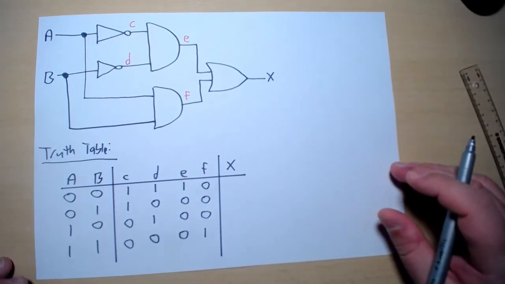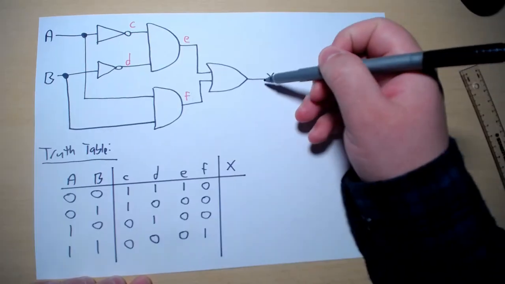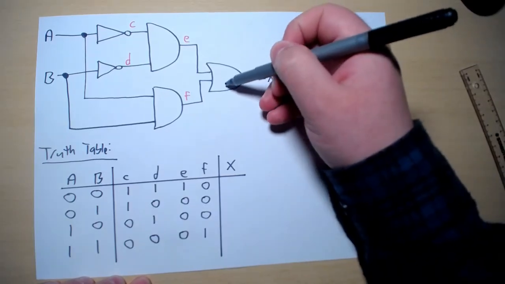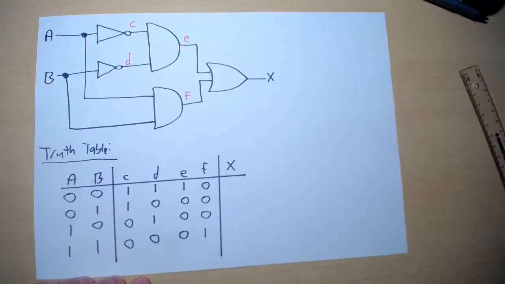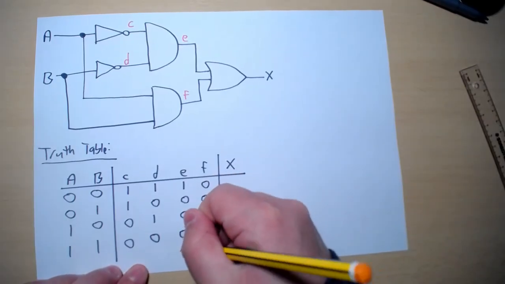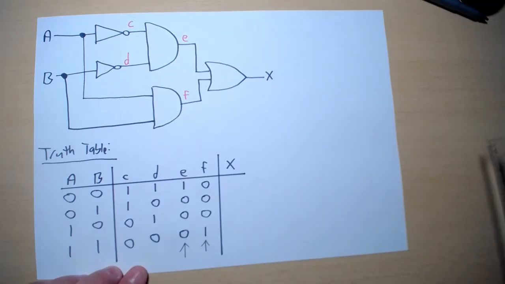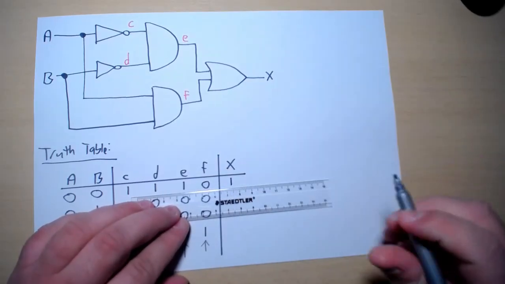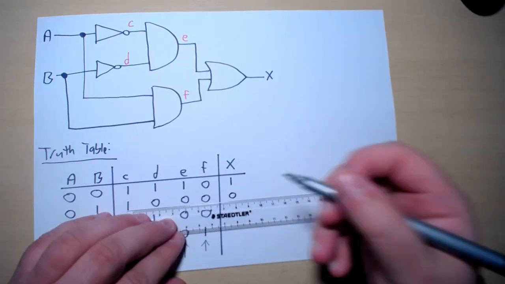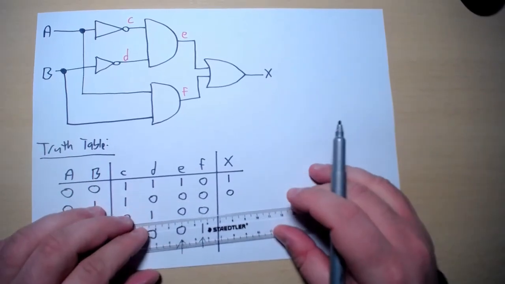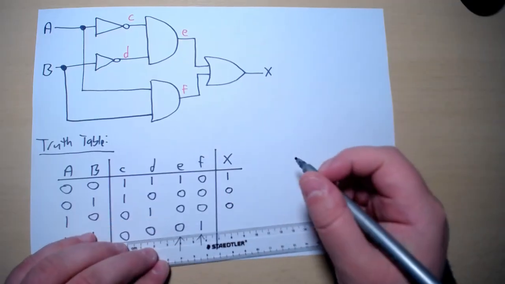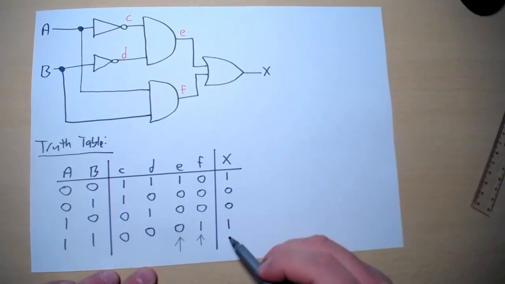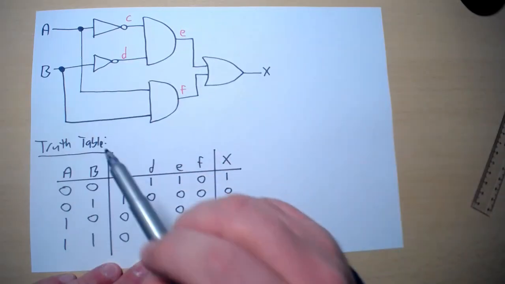Now, the last gate is the gate that will give us the final output. So X is the final output. And X is OR, this is an OR gate, of E and F. Therefore, we have to focus on these two columns. So we have 1 or 0. Since there is a 1, the output will be 1. Then we have 0 or 0. The OR gate will give us a 0 if both inputs are 0. The same here, another 0 or 0. And here we have 0 or 1. There is a 1, so it will give us a 1. And therefore, this is the final result of this logic circuit.